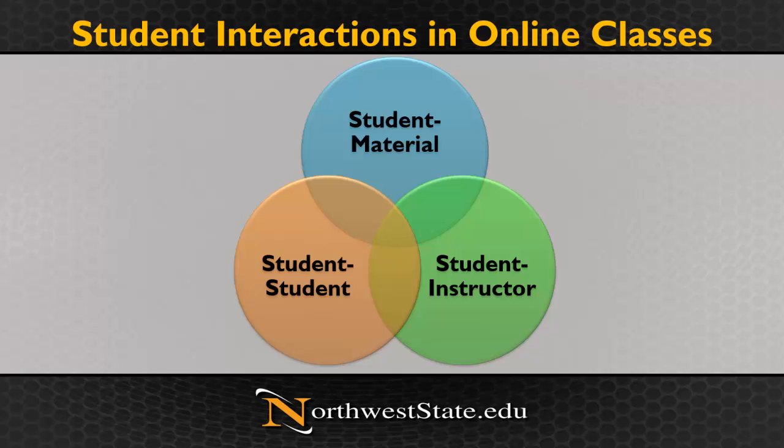Anything wanting to be considered a class needs at least 2 of these 3 interactions. The old correspondence classes, dating back to the 1800s, had students interacting with the material and interacting with the instructor through letters. The massive open online classes, or MOOCs, that are offered through a number of schools and organizations have students interacting with the material and with other students. But because there are thousands or even tens of thousands of students, the instructors cannot interact with them all. And for most MOOCs, a completion rate of over 10% is great.